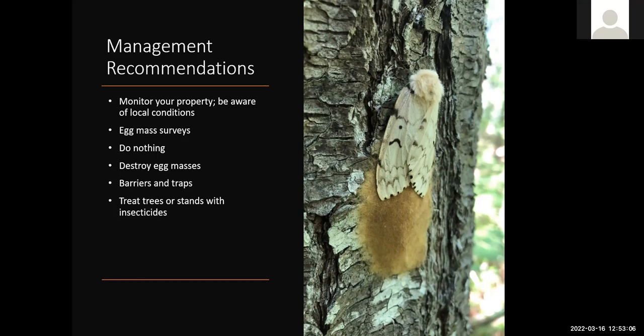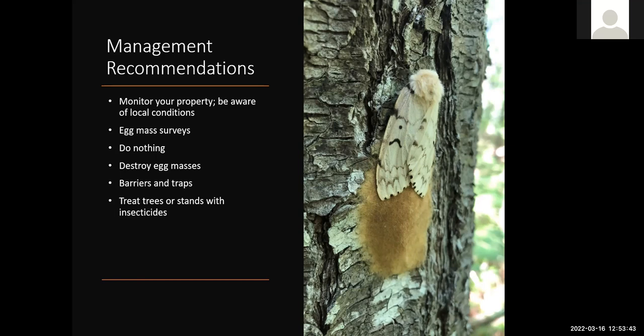So I think some keys are to monitor your property and beware of local conditions. If you're concerned about populations, you can do egg mass surveys, and they are better predictors of defoliation, but there are still a lot of variables in play with that too. But that can give you a better sense than previous year defoliation if you have to worry about the potential for high populations again, and that may help you make a decision on whether you want to treat or not. And then, once you think about it all, you can do nothing. And I think in most cases, you're probably going to be okay.